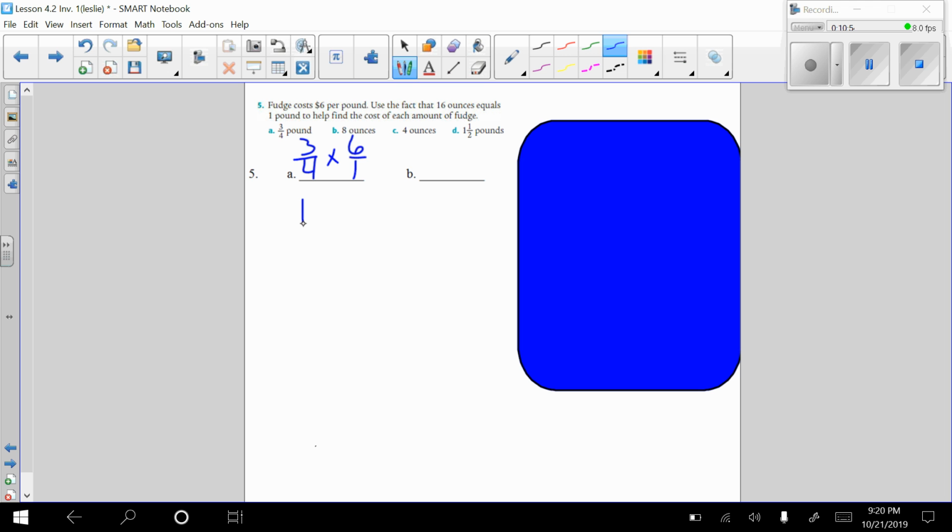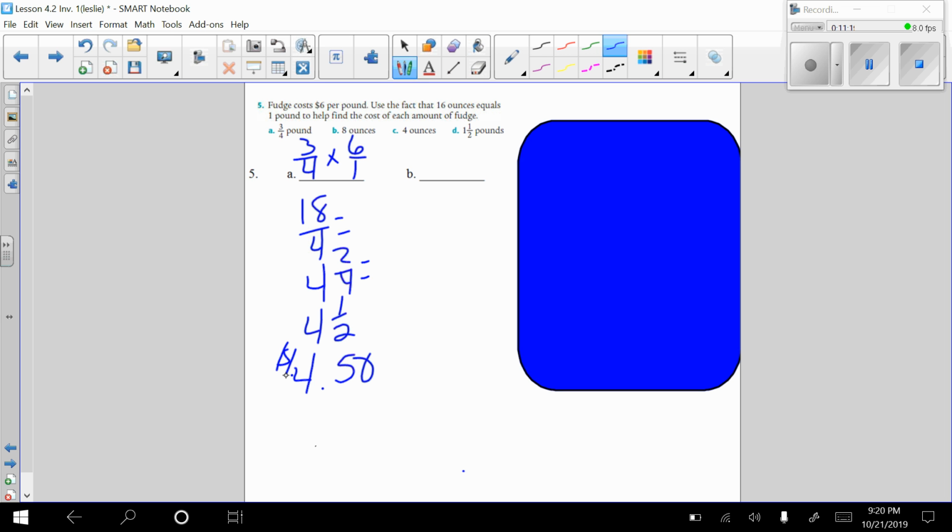3 times 6 is 18 over 4. How many groups of 4 can you take out of 18? Well, I can take 4 groups. 4 times 4 is 16. I have 2 out of 4 left. I can simplify that to 4.5. That really means it's going to cost me $4.50.